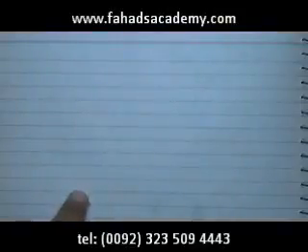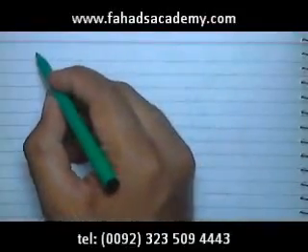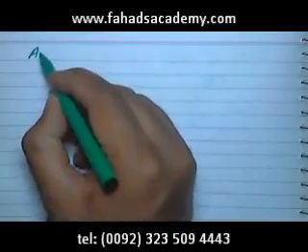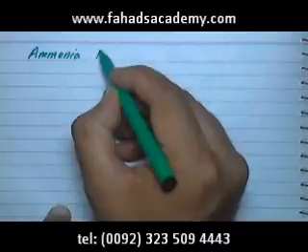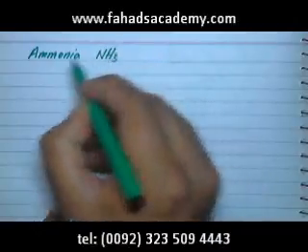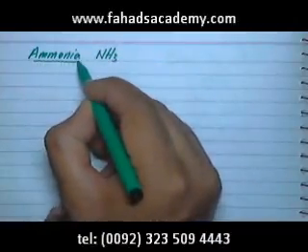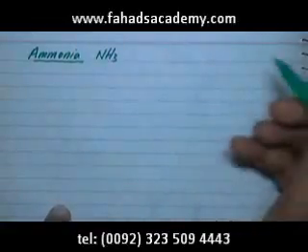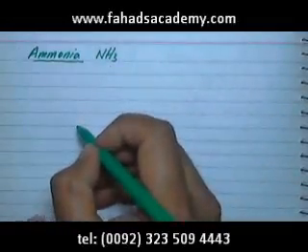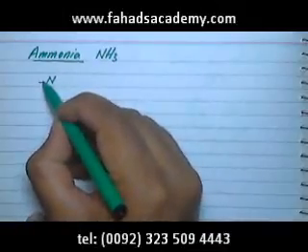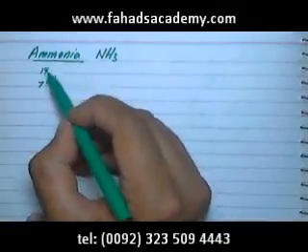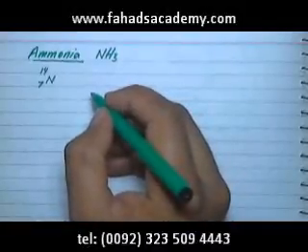Now we're going to try and draw a molecule of NH3, which is ammonia. Ammonia is NH3. Now, ammonia has one nitrogen and three hydrogens. Now, nitrogen, which is 7 and 14, is in group 5.